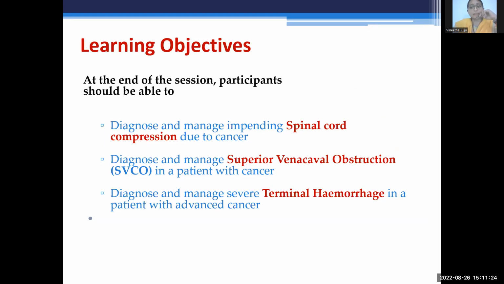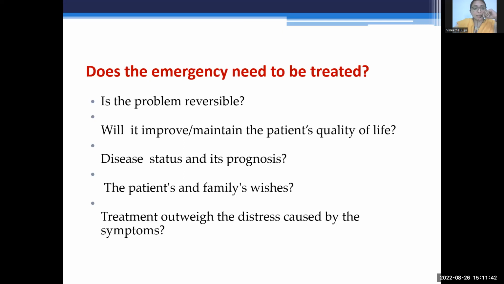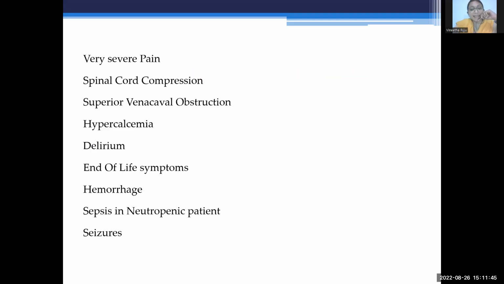We do have an entire list of emergencies in palliative care, but today we are going to be concentrating more on spinal cord compression, superior vena cava obstruction, and terminal hemorrhage. Many of you had given an entire list, and yes: acute pain, spinal cord compression, superior vena cava obstruction, hypercalcemia, delirium, end of life symptoms, hemorrhage, sepsis in a neutropenic patient, seizures, and many more. It's a big list of emergencies that we have to manage in our patients in palliative care.